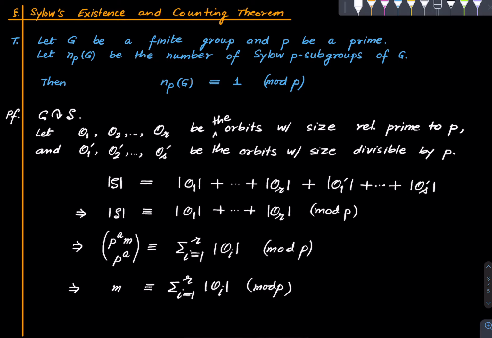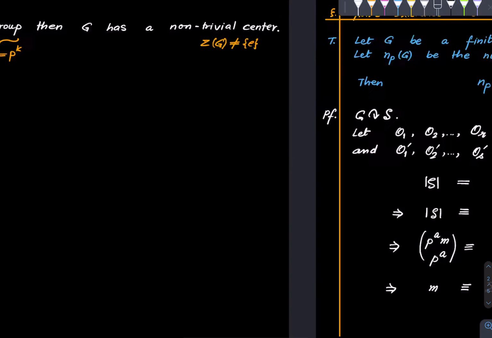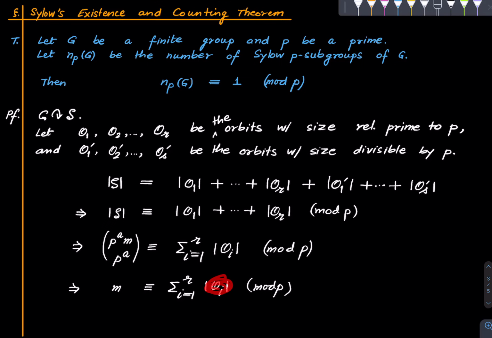But as we noted in the recall, if you have an orbit whose size is relatively prime to p, then that orbit contains exactly one subgroup of the group G, and the size of the orbit is m. So here is the fact. This has a subgroup of G if and only if its cardinality is relatively prime to p, and in that case, this has exactly one subgroup of G, and its size is m. So all of these sizes are m.